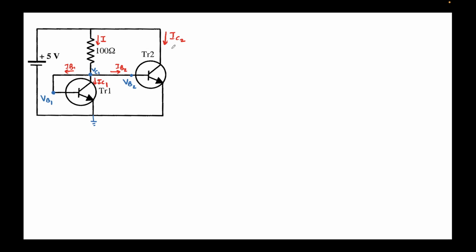Okay, and these are the currents that are flowing. IC2 is the one that we need to determine, and I is the current flowing through this 100 ohm resistor, and IB2 is the current that will be flowing through the base of transistor 2. Similarly, IB1 will be the current flowing through the base of transistor 1, and IC1 is the collector current of transistor 1. VBE is given as 0.7 volts, beg your pardon, and IC2 is the one that we need to determine. Now, how do we go ahead with solving it?